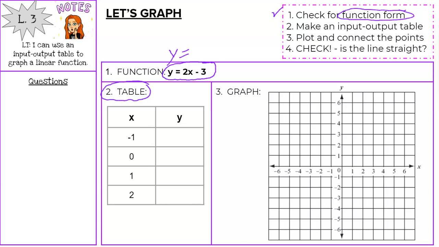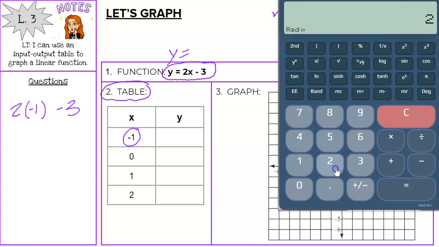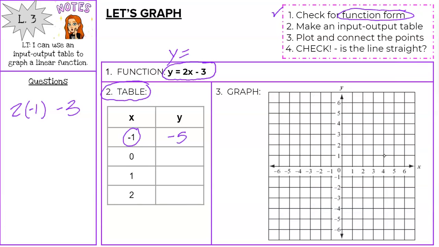So let's make our input-output table for y equals 2x minus 3. We have 2x, I'm going to put a parenthesis, minus 3. So the first number that goes in the parenthesis is negative 1. 2 times negative 1 minus 3. So I'm going to use my calculator. 2 times negative 1 minus 3. It's negative 5. So I can put negative 5 here for y.